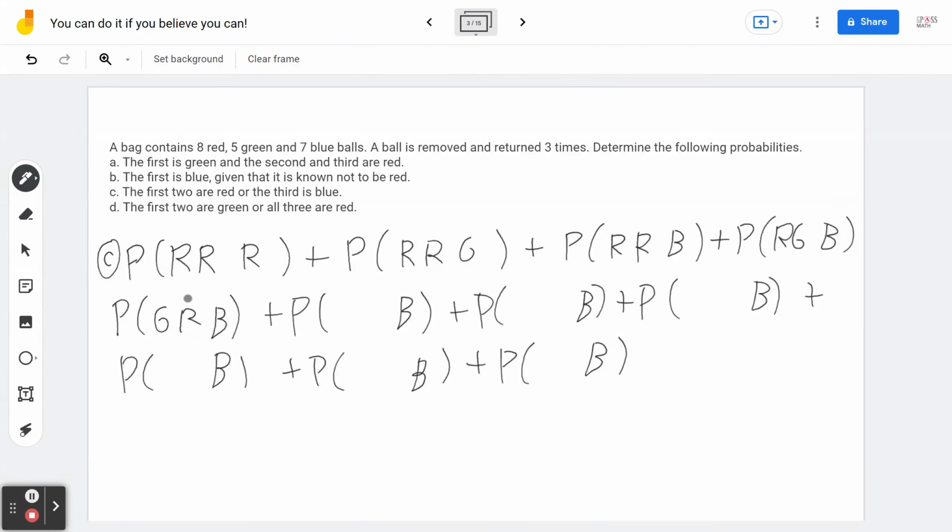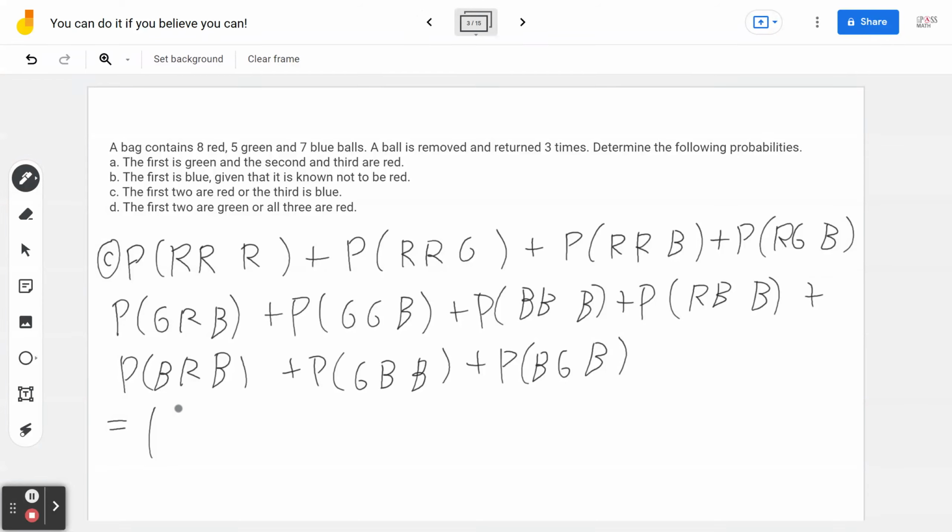But you could also think about green and green, blue and blue. What about red and blue? What about blue and red? What about green and blue? And of course, blue and green. So notice I'm not counting anything more than I need to. I'm counting exactly every single case.